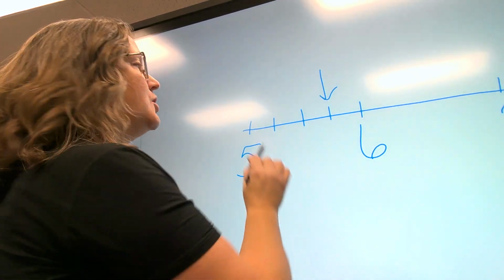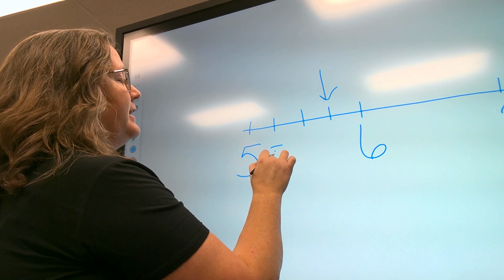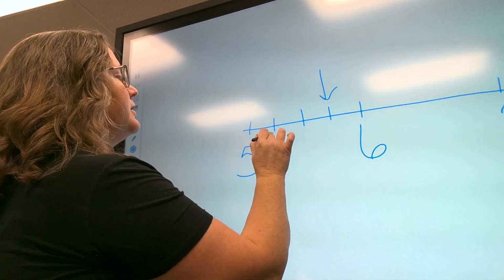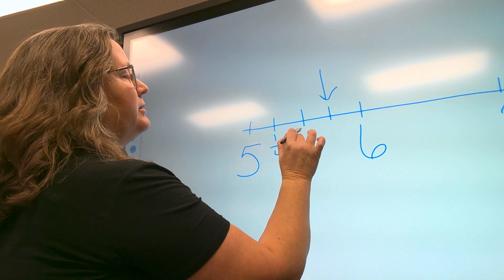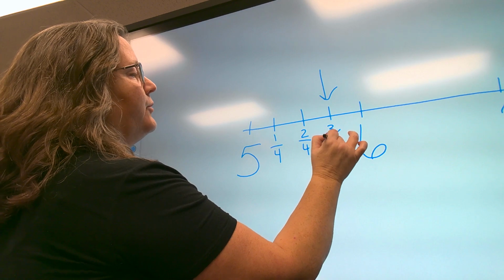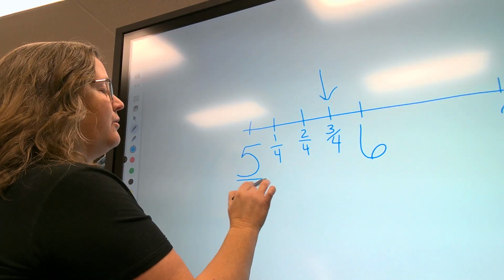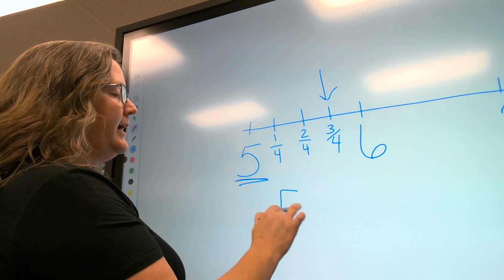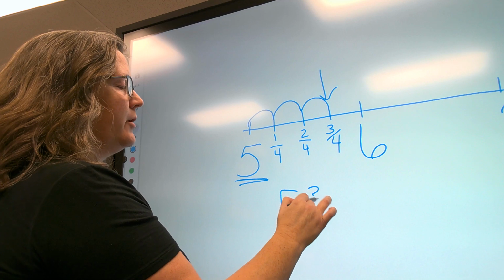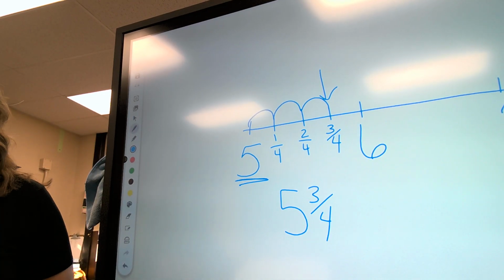1/3. Nope, because there's 4 whole spaces. So you know your denominator is going to be 4. Each one is 1/4. So this one would be 1/4. This one would be 2/4. This one would be 3/4. So that number is pointing to, we have to make sure we say our whole number, 5, and 1, 2, 3/4 more. So 5 and 3/4.